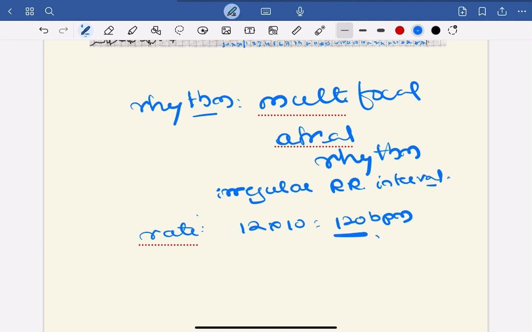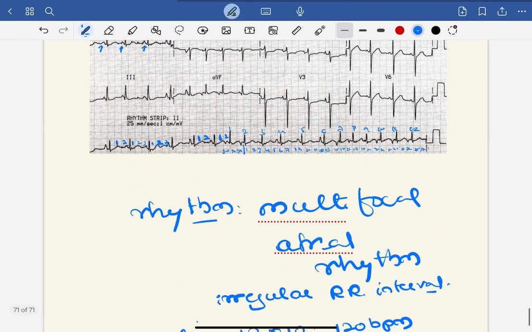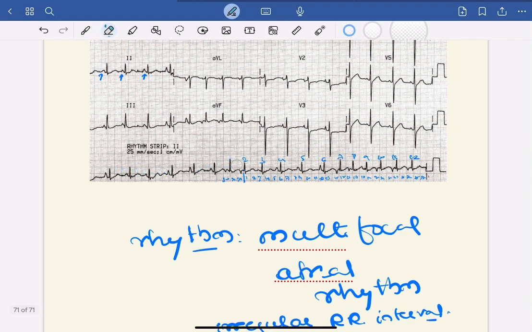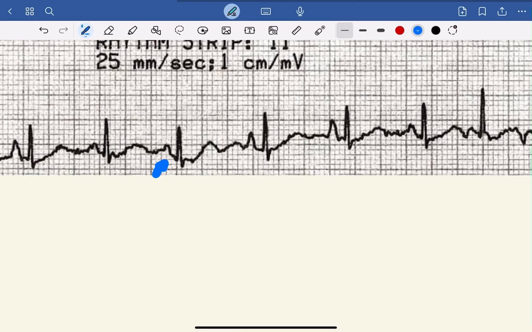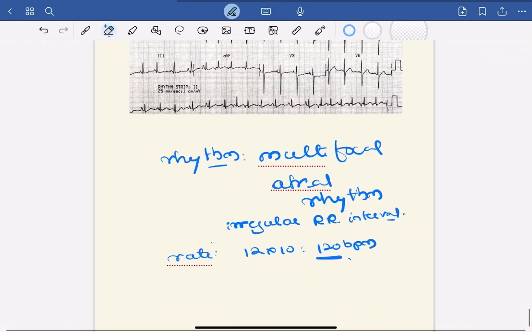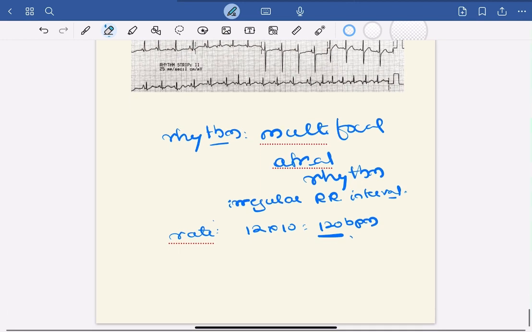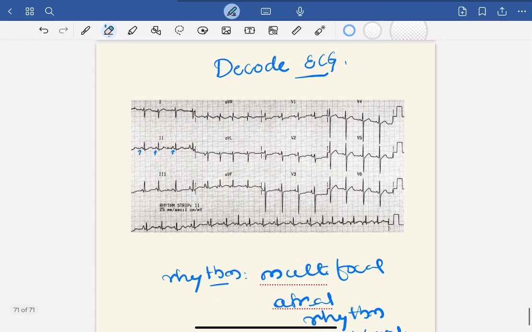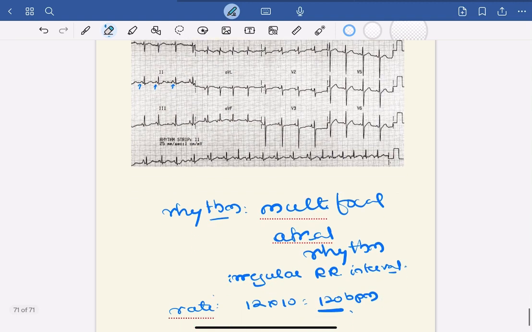Whenever you see irregular RR interval, you have to see whether P waves are there or not. See here, identifiable P waves are there. These are your P waves. Since P waves are there, it is not atrial fibrillation, it is multifocal atrial tachycardia. And there are no flutter waves also. After calculating rhythm and rate, you have to calculate axis.